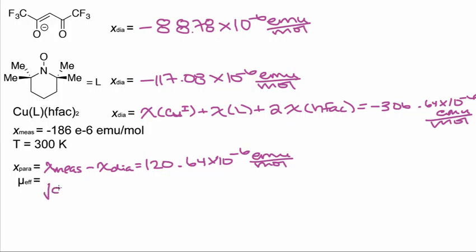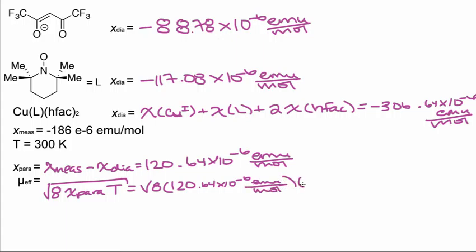That equation is the square root of 8 times chi paramagnetic times the temperature. If we plug in all of our values here, 8 times 120.64 times 10 to the negative 6 emu per mole times a temperature of 300 Kelvin, and this is all under the square root, we get a value of 0.54 Bohr magnetons. And so that's our final answer.